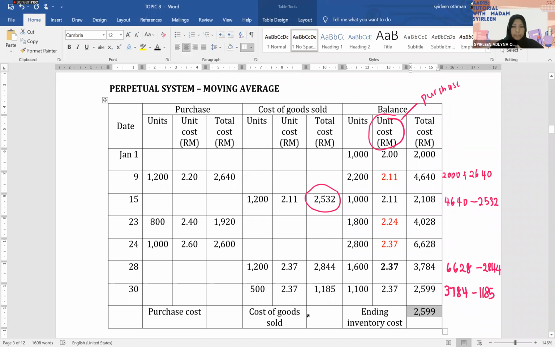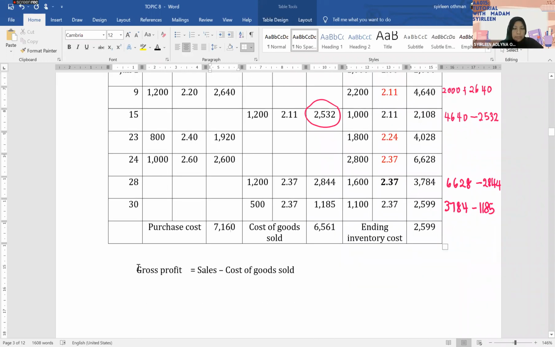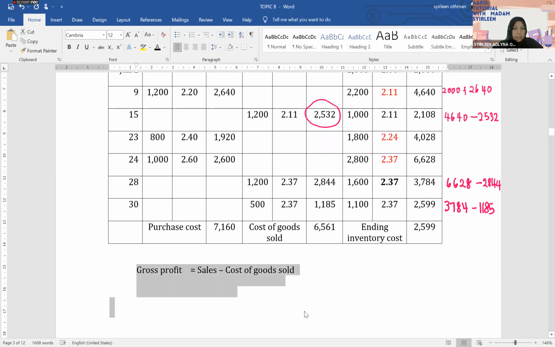Okay, lepas tu kita punya cost of goods sold campur, 3 item ni campur, and then your purchase cost, 3 item ni campur. Alright, ending inventory saja kita ambil yang last, sebab you dah kira dari awal. Jangan pergi campur semua pula, nanti awak dapat berjuta-juta lemon. Okay, so your purchase cost is 7160. Okay, so your gross will be 5529. Okay, yang ni tak sama kalau kita guna weighted average dengan moving average, total tak sama, dia tak macam FIFO lah.